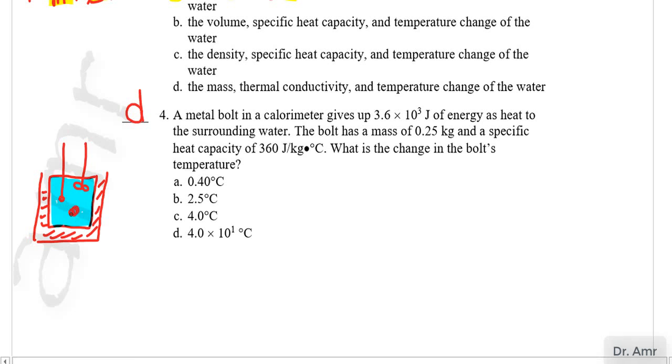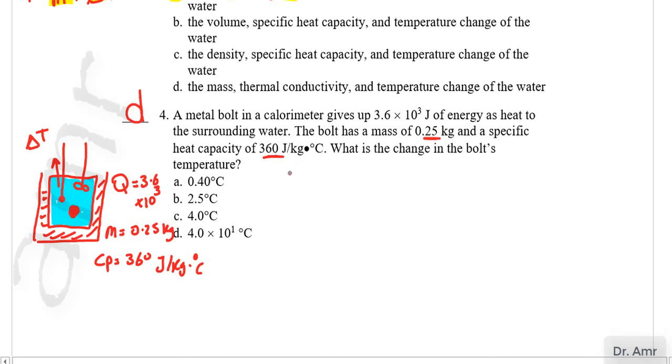وهنحط الاوبجكت اللي جوه اللي هنشوف السبيسيفيك هيت بتاعته ونقيس اللي change in temperature from T1 ل T2 ونجيب الدلتا T from this thermometer. المهم ان انا عندي هنا ال amount of energy دي ال given information 3.6 times 10 power 3. بعد كده عندي الماس of الأوبجكت is equal to 0.25 kilograms. وآخر حاجة عندي ال specific heat برضو given is equal to 360 joule per kilogram times degree Celsius.